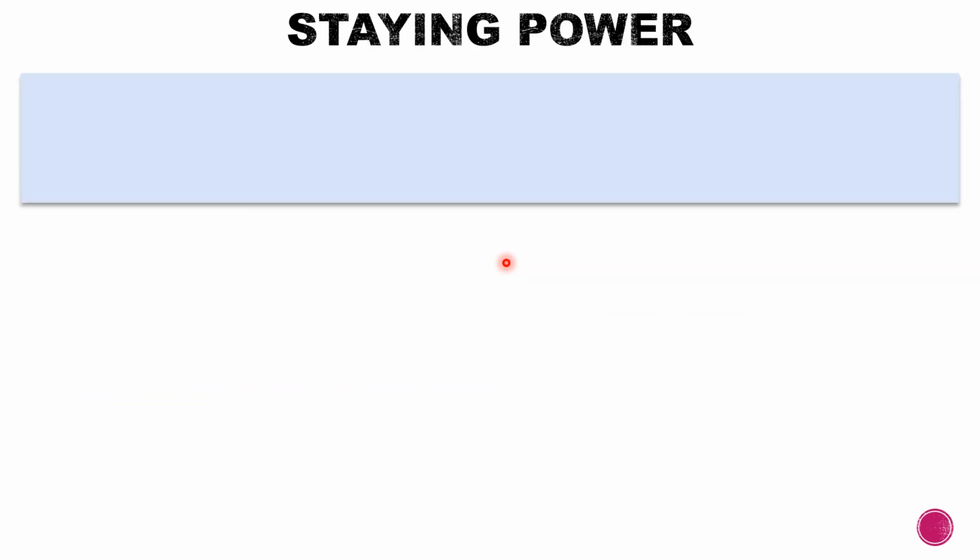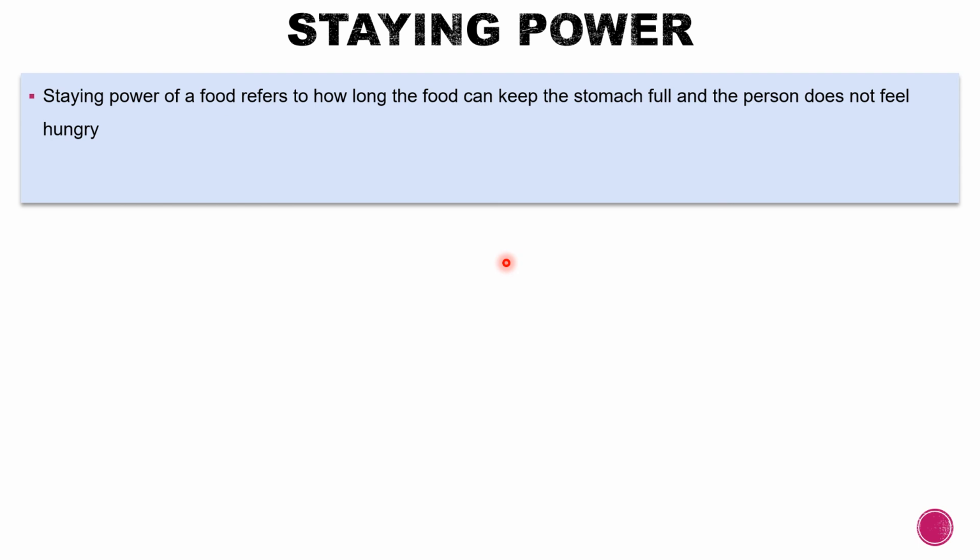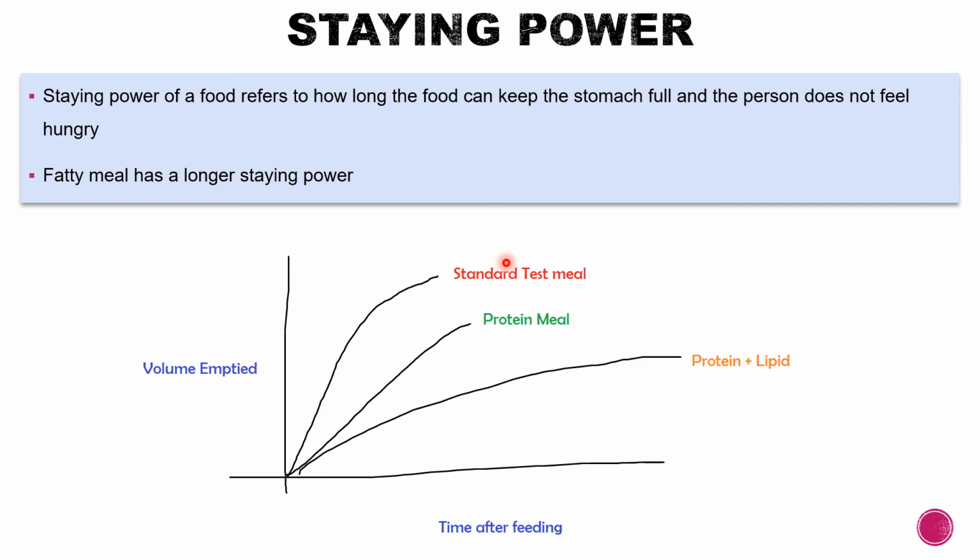Okay. Now another thing is staying power. Staying power of food refers to how long the food can keep the stomach full and the person does not feel hungry. Fatty meal has the longest staying power. That is, from this graph, it is very clearly shown. If you take in a standard carbohydrate, protein, lipid meal, a protein meal, and a protein plus lipid meal, the protein plus lipid meal makes you feel full for a longer period of time because this protein plus lipid meal delays gastric emptying.